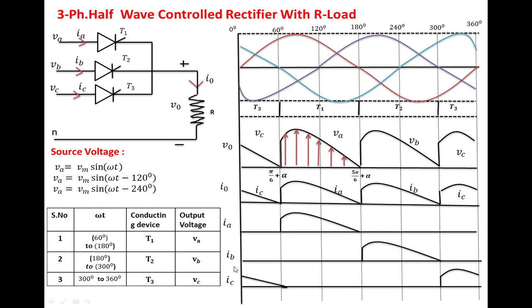Now we have to find out the average output voltage. The base length of a repeated waveform becomes 2 pi by 3. So 1 by base length, here you are getting 3 by 2 pi, integral pi by 6 plus alpha to 5 pi by 6 plus alpha, Vm sin omega t d omega t. This is nothing but the phase A voltage.